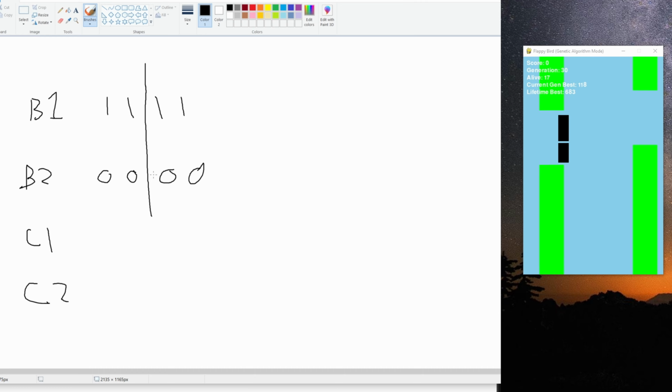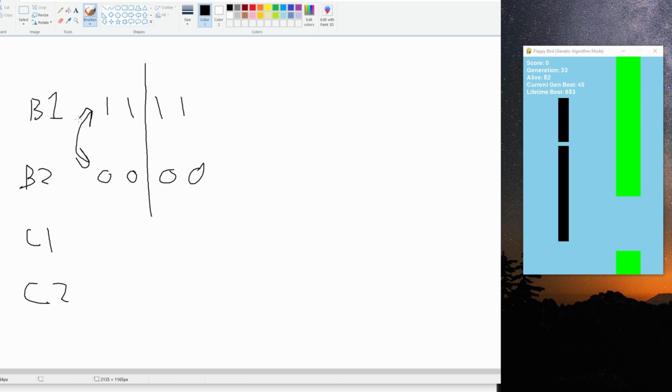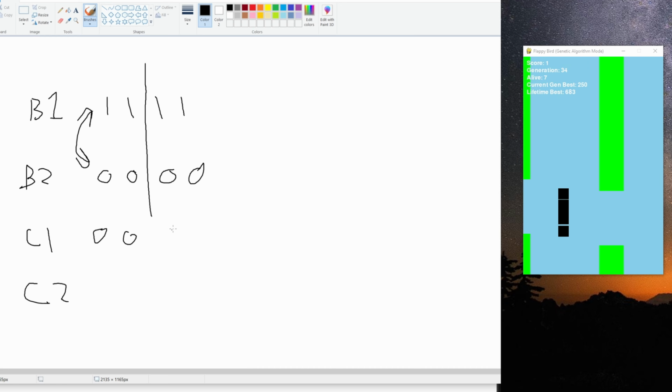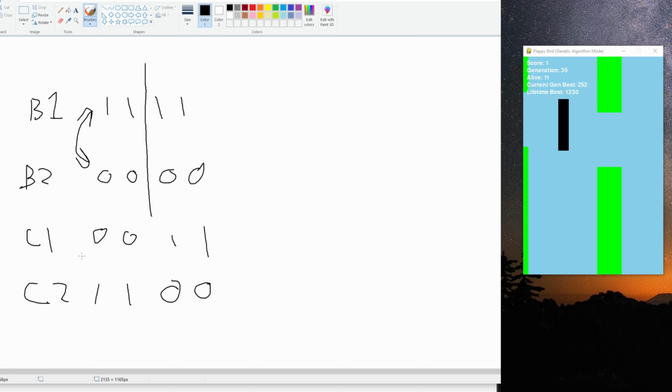We have a crossover point. The first half of the DNA is going to swap over. And so when you look at what happens to the child, you have 0, 0, 1, 1. And then for child 2, you have 1, 1, 0, 0. So this is your crossover point.